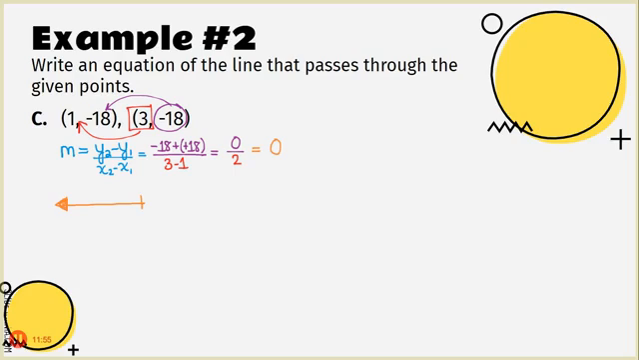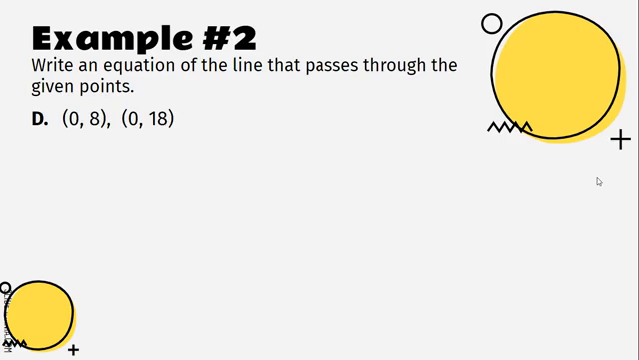And since I do have a slope, that means I also have a y-intercept, and my equation then can be written in slope-intercept form. So it'll be y equals whatever our y value is of our ordered pairs. And if I look at my ordered pairs, both y values are -18. So my equation is y equals -18.